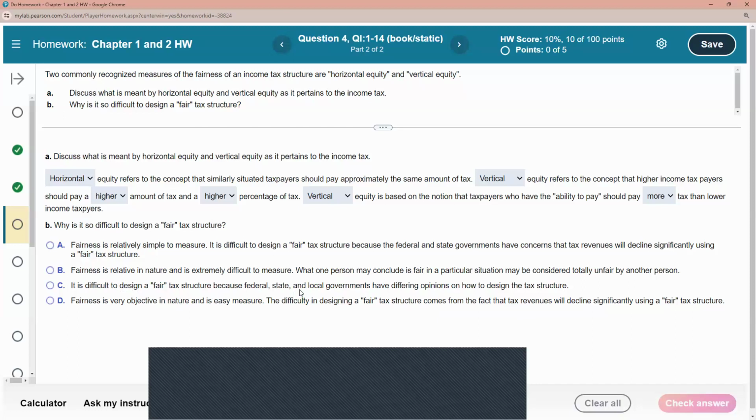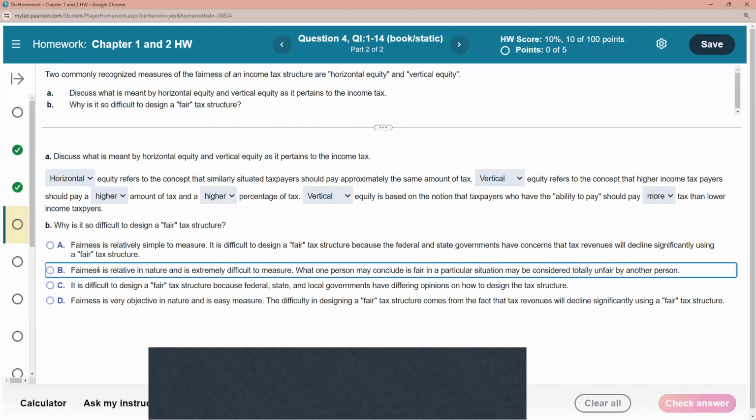So correct, federal, state, and local governments do have differing opinions, but the key thing is ultimately the fairness is based on the taxpayer. So the correct answer is B. Fairness is relative and extremely difficult to measure, and what one person concludes is fair, again, the person who rents versus the person who owns a home, it ultimately depends on the individual. So B is our correct answer.